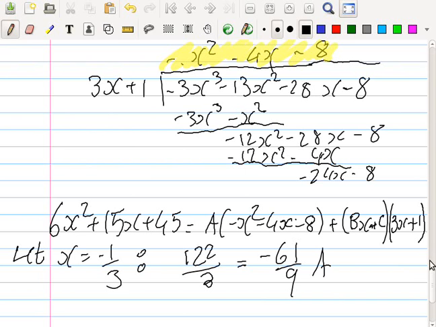Right, so 122 over 3 divided by negative 61 over 9. So that's nice and neat. You get a equals minus 6 from that. Sure, that's 122. We said 122 over 3. Yes. Sorry, that's an ugly 3.